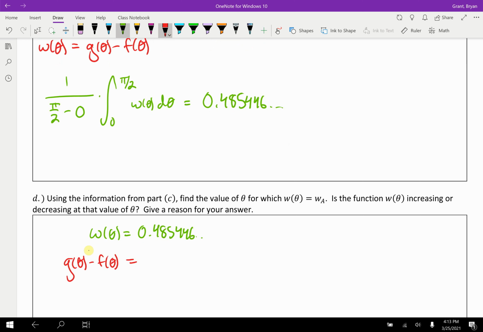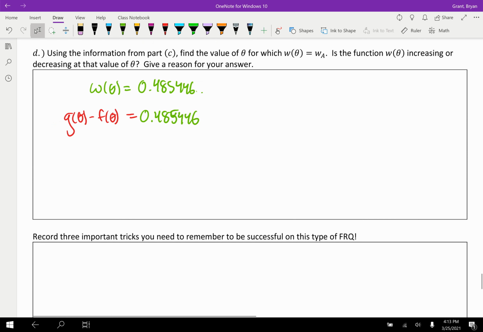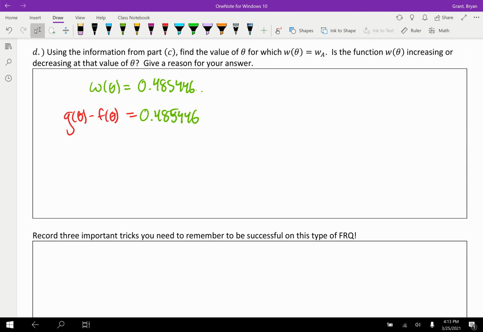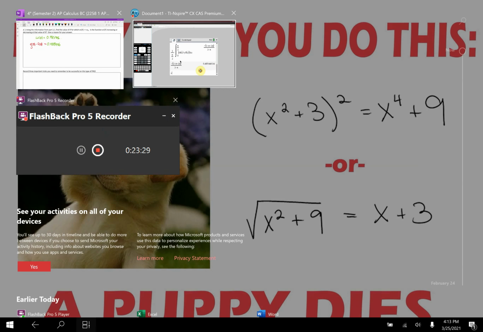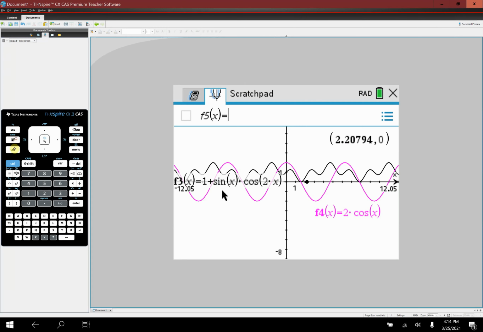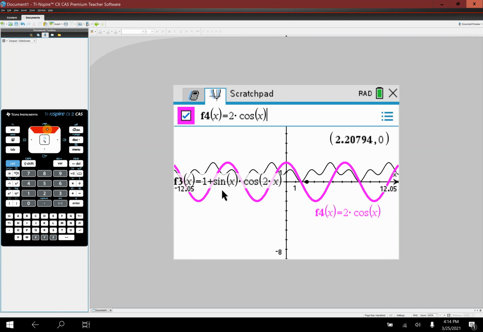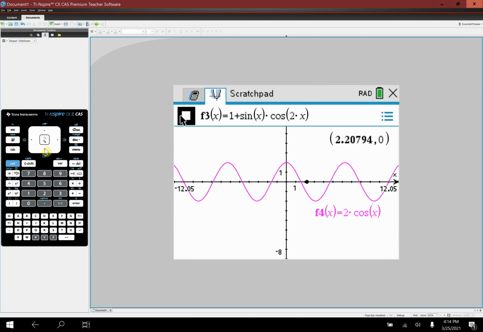And they're trying to see where is that equal to 0.485, 446? Well, we can solve this, right? This is all about graphing, isn't it? So graphing-wise, I'm going to go through, pull up my graphing screen. We should probably turn these two guys off.